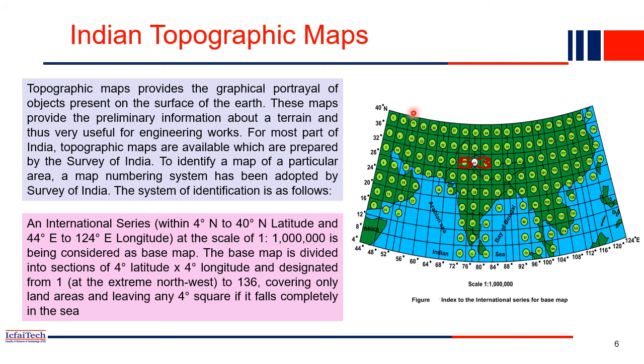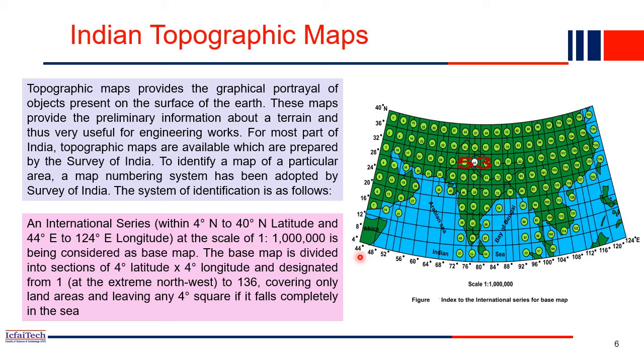So from 4° to 44°, the entire area we divide into 4° intervals. This is the 4° line, and this is the 44° line. So the entire area is divided into 4° intervals: 4, 8, 12, like that. This 4° grid point we make. This is the latitude, and longitude is this one.